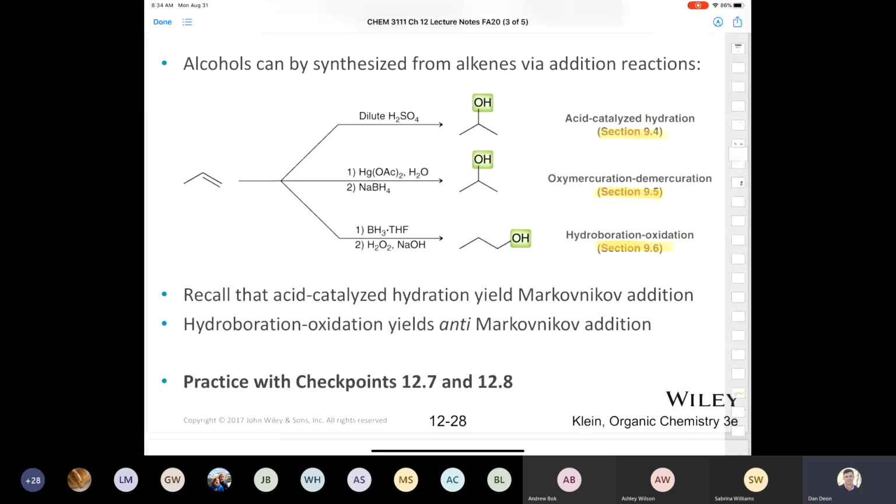You can just treat it with a dilute acid, so dilute sulfuric acid, and you could write sulfuric acid. And if you like to write H3O+, that's totally fine with me. You could use oxymercuration, demercuration, and you remember why you use these conditions is to avoid carbocation rearrangements. What else? You've got hydroboration oxidation. That's an anti-Markovnikov addition, and we went over that in gross detail last week. So let's move on from there.